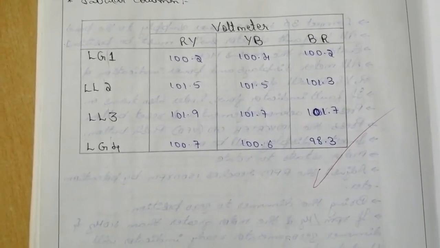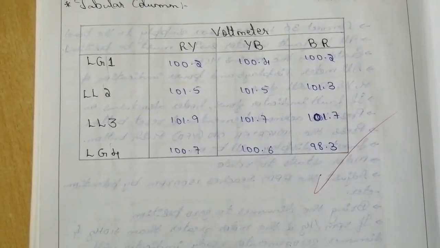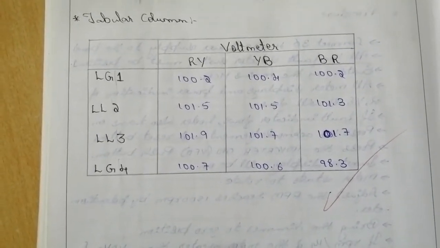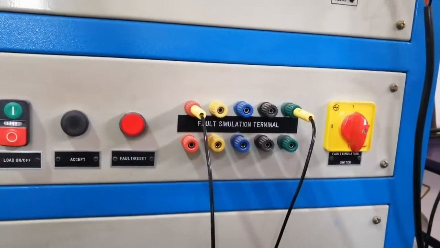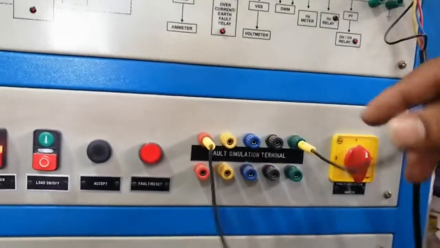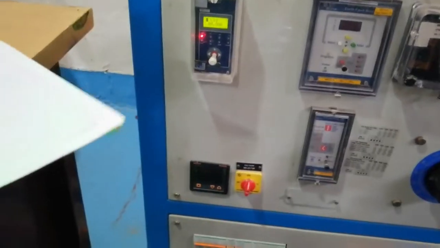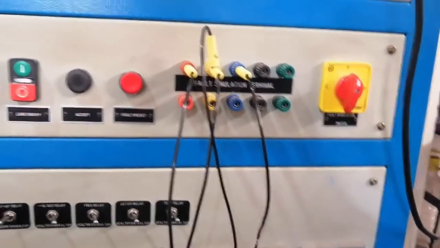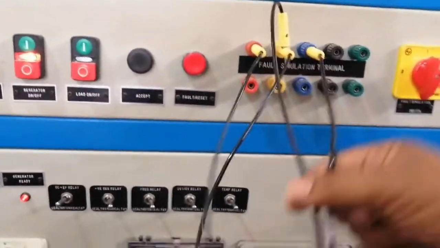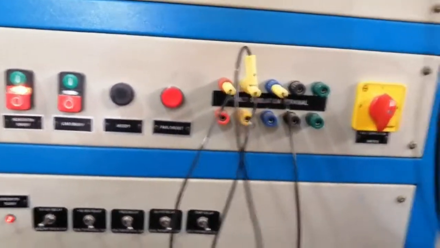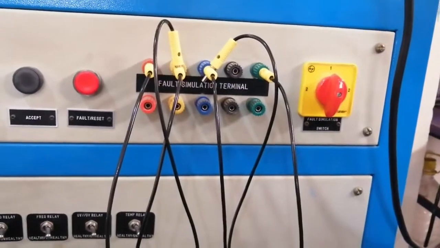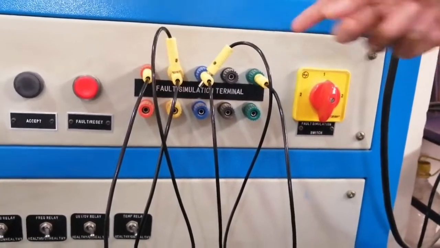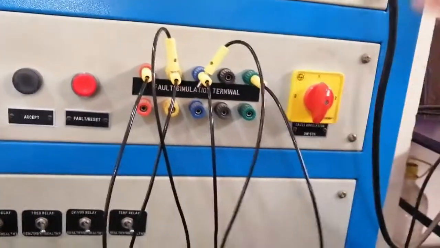Next we have to follow the same procedure for line to ground 1, line to line 3, line to ground 4. So this connection is for the line to ground fault. This is the connection for LL3, RYB, all are shorted. Now LG4, 3 phase plus grounding. Like that we want to take the readings.